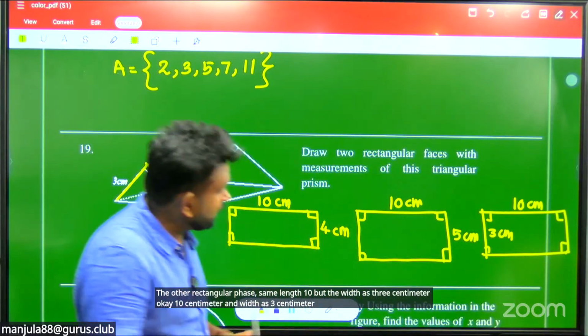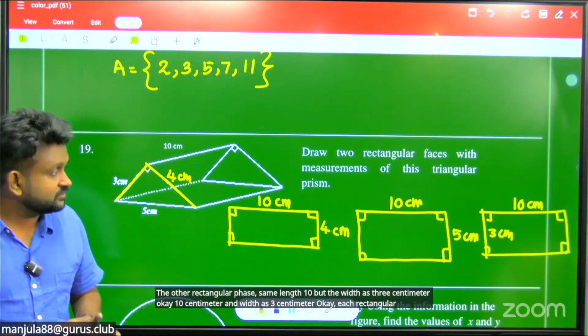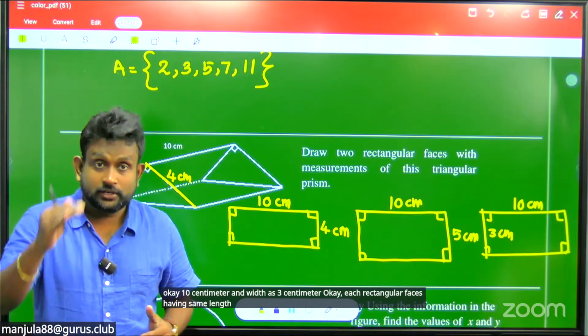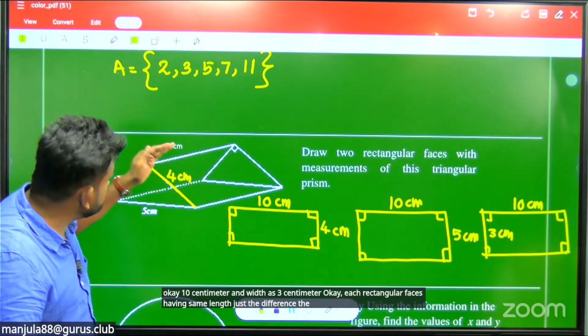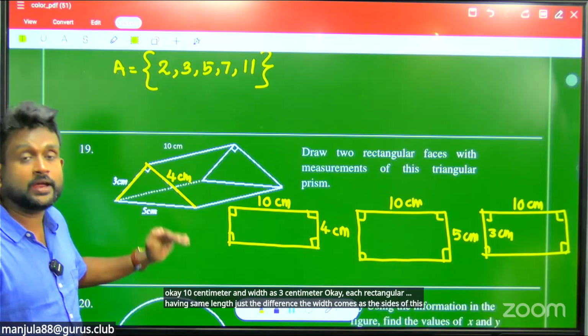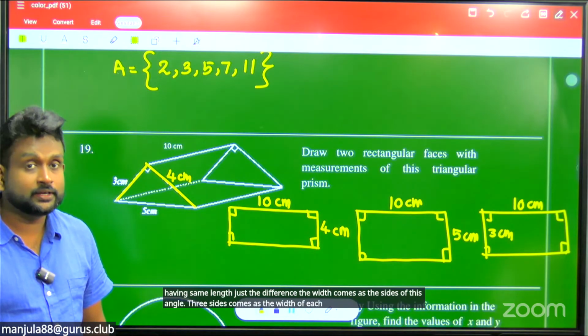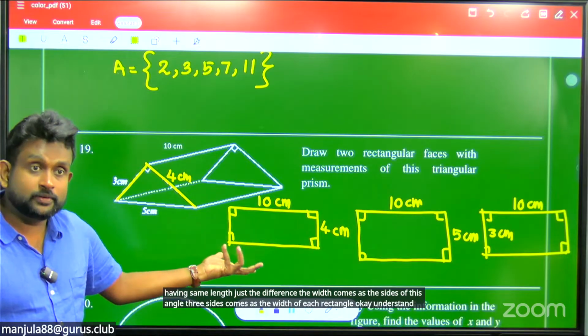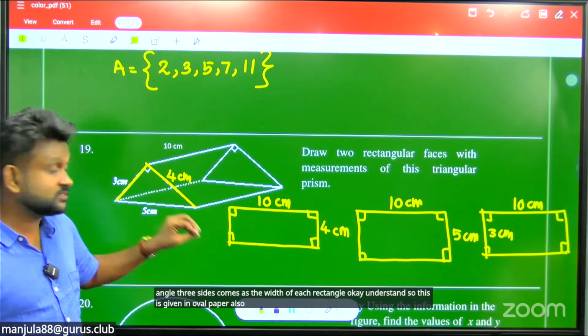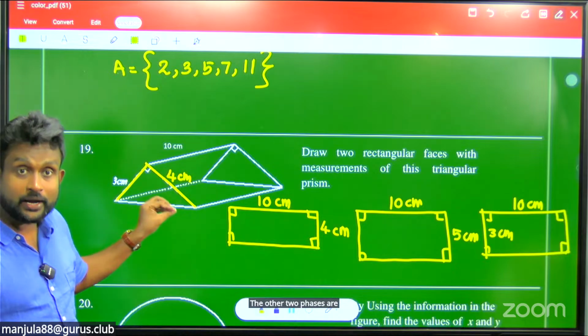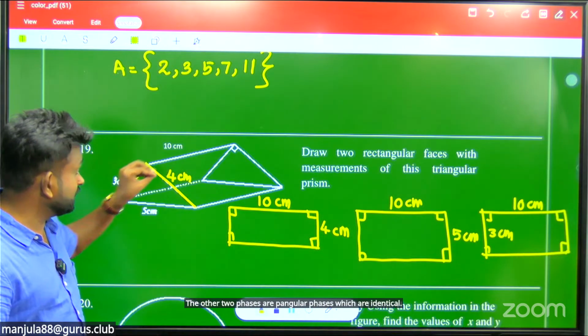Okay, each rectangular face has the same length, just the difference is the width, which comes as the sides of this triangle. Three sides come as the width of each rectangle. Okay, understand? So this is given in the O-level paper also. The other two faces are triangular faces which are identical. Okay, this and this.